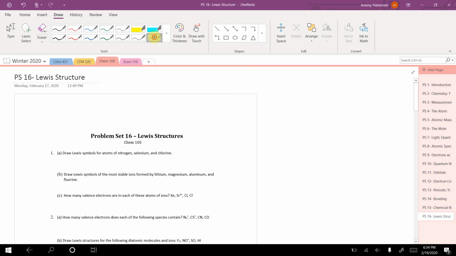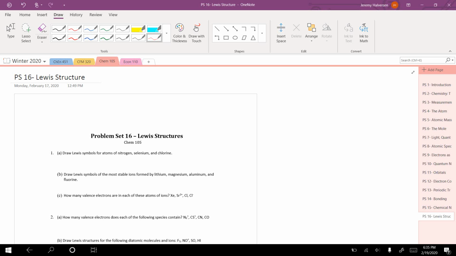Hey there, this is problem set 16, where we're going to start talking about Lewis structures. Now, there are probably a handful of different ways that you could be taught how to draw Lewis structures, and some work in some conditions and some work in other conditions, and I prefer to teach some way that works in all conditions. And so what I'm going to give you here at the beginning of this video is my breakdown of how to draw Lewis structures and how to draw them the right way every time.